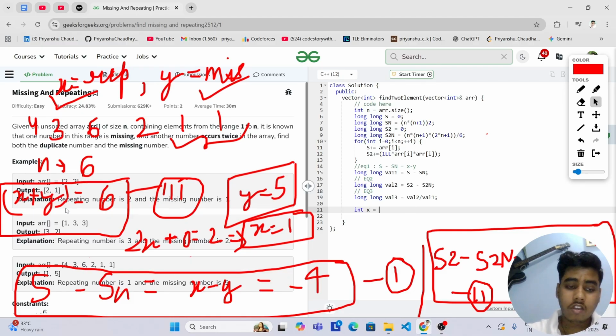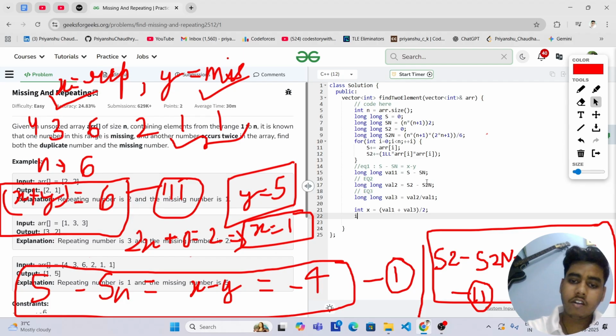We will add these two equations, and we will get 2x equals the value which we get after adding, and then we will divide it by 2 to get x. So this is nothing but adding the third equation value and the first equation value: x is val 1 plus val 3 divided by 2. And y is found by using any equation. I'm taking equation 3. This is nothing but 6 minus, what, val 3 minus x.